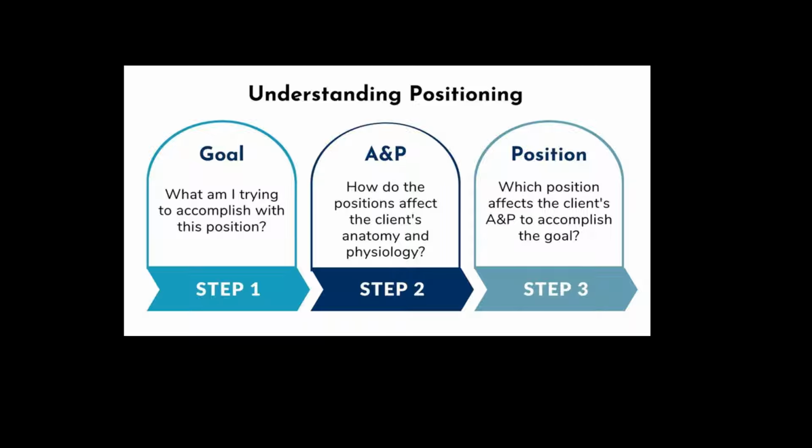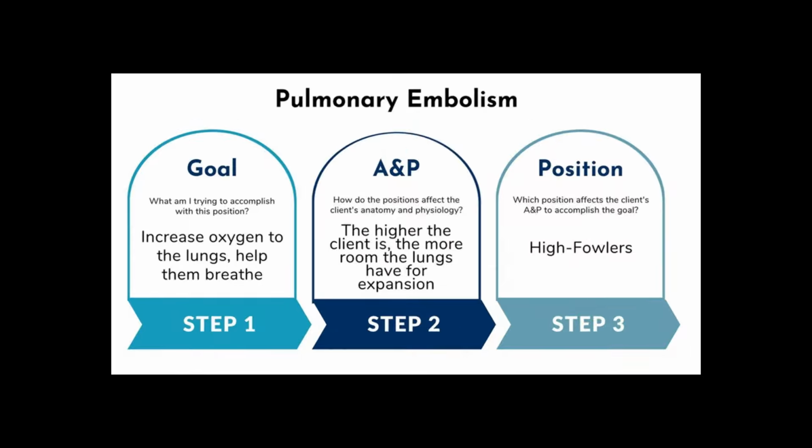Being able to understand these three steps will help us know how to use any position to answer any question. I repeat: first, what is the goal? Two, what is the anatomy and physiology? Three, what is the relationship between the anatomy and physiology and the goal? Marrying all of this together will help us know how to answer such a question. Okay, let's move on and talk about the first example.